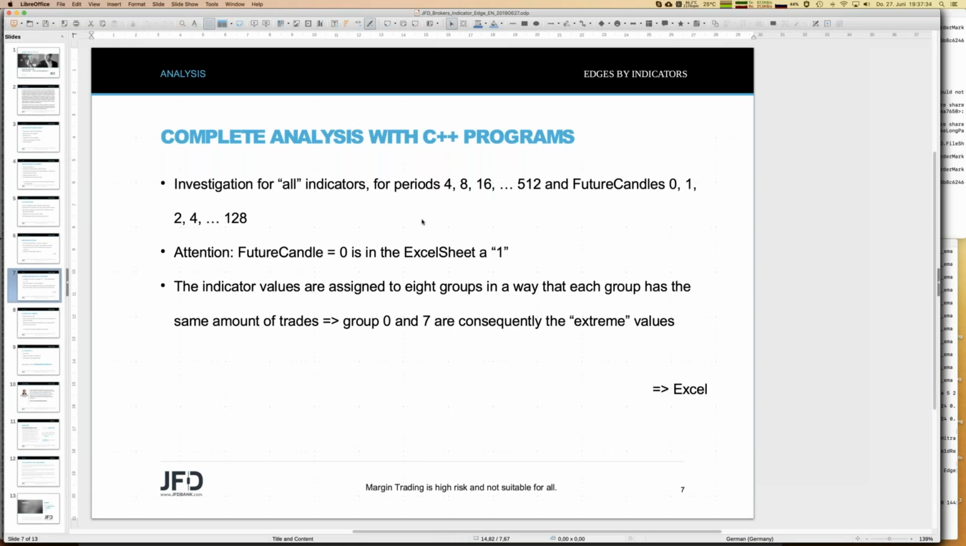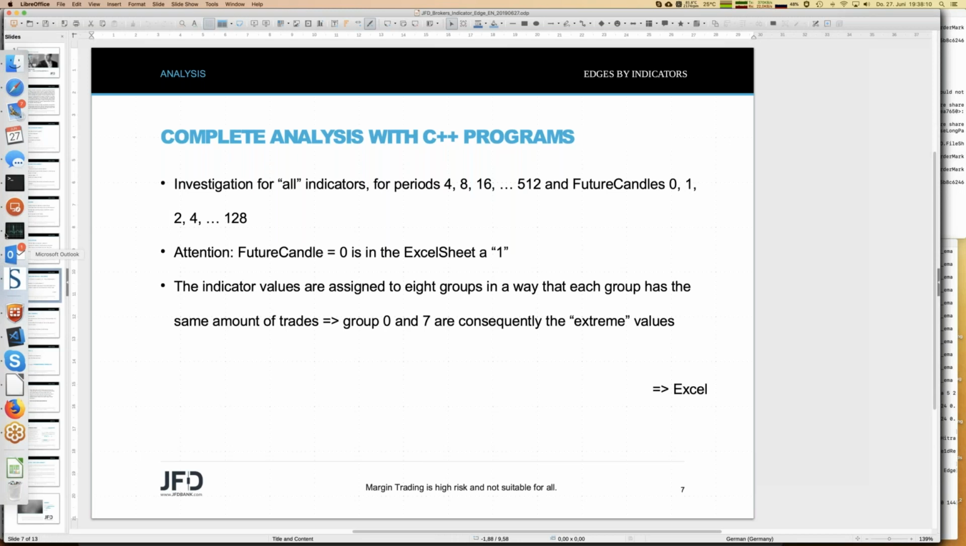And we will see that those kind of groups are the most important ones for our edge, because there we have, in most cases, the best edge in the group 0 and the group 7, which means if indicators go to an extreme value, and extreme means 12.5% of all trades, then we have an edge, and we can use that edge for our trading. That's cool. But I investigated all the other groups in between as well, so it's not a big deal if you start that by coding.